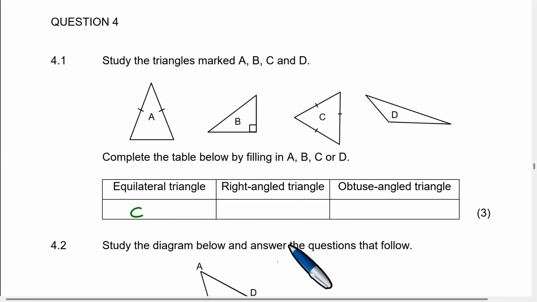Right angled triangle, which one is it? B, because it has an angle of 90 degrees. Obtuse angled triangle, which one? It's a D. D. This one is obtuse angled. It's obtuse angled because this one is going to be acute. It's acute angle.